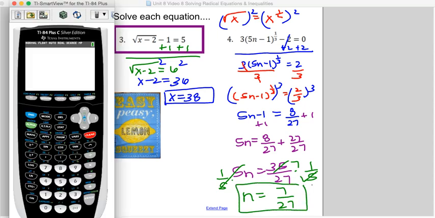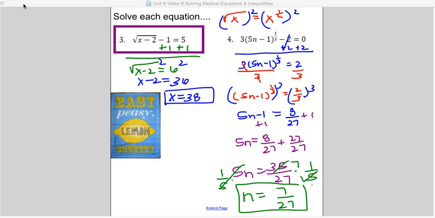And if we wanted to check our answer, it's probably easiest just to plug this one into our calculator. So we have 3. I'm just going to do the cubed root. So cubed root of 5 times 7 divided by 27 minus 1. Oops, I want to keep that under my radical. Minus 1. Then minus 2. We want to see, does that equal 0? Yes, it does, so my answer works out. So n is equal to 7 over 27.